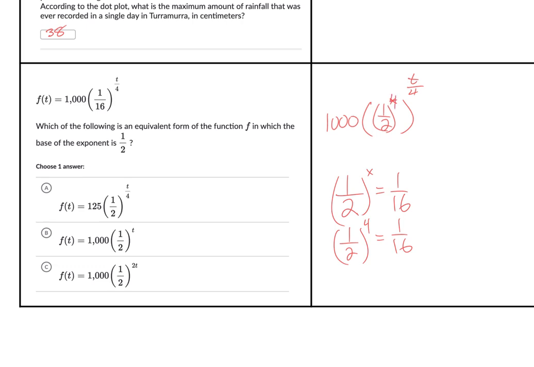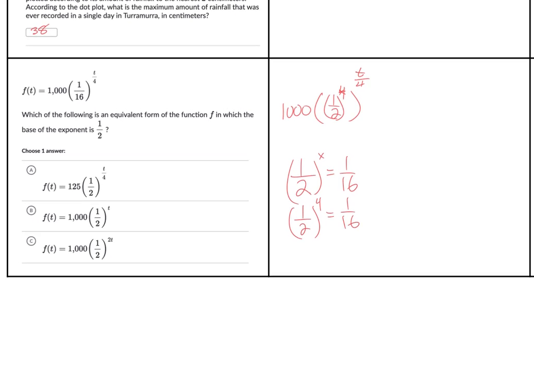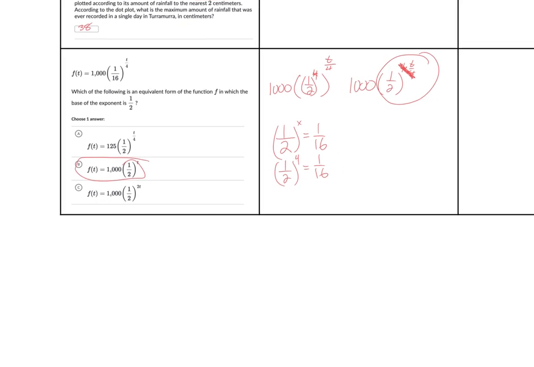So that means 1/2 to the 4th power equals 1/16. So that means I have 1000 times 1/2 to the 4 times t over 4. These 4 cancel and I'm just left with t. Notice this didn't change the 1000 at all. It just affected those exponents. And so my answer would be B.